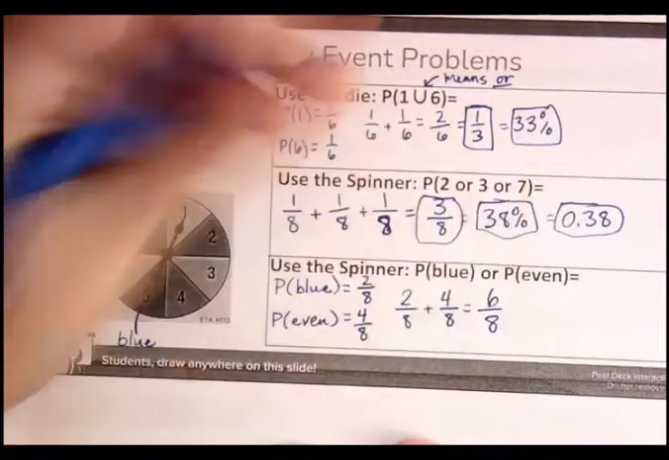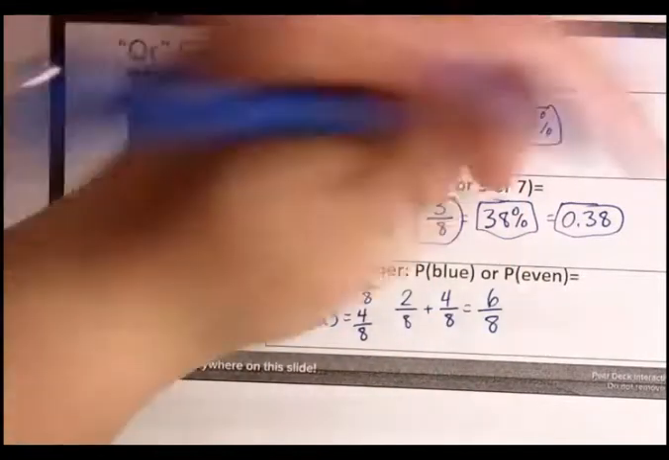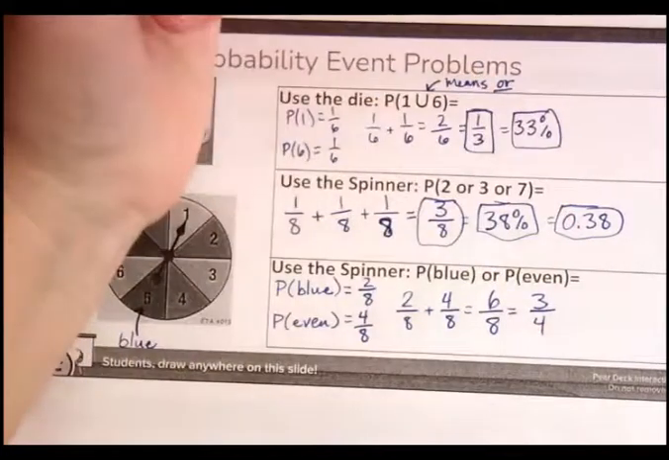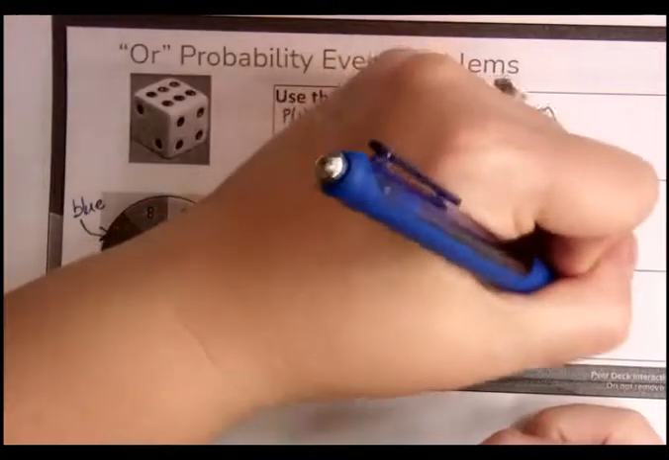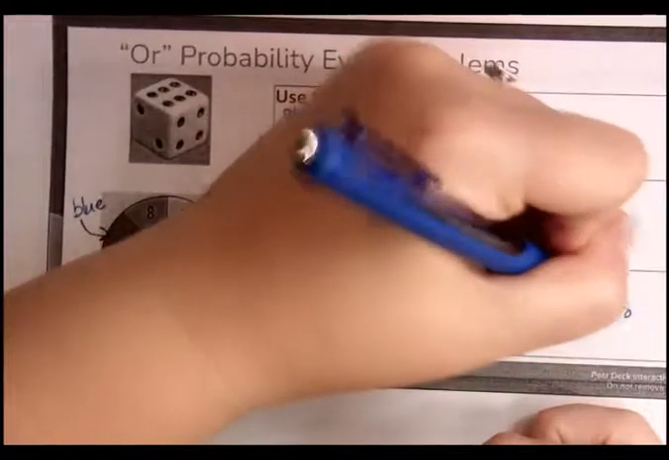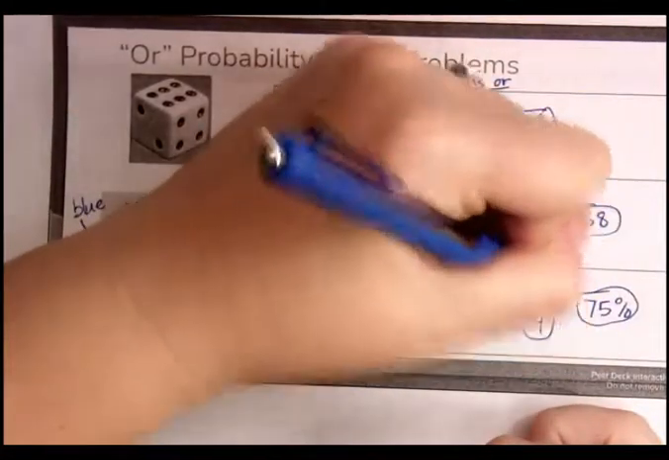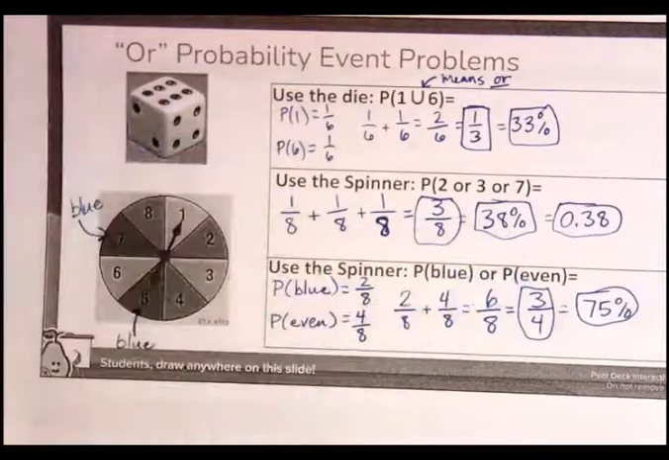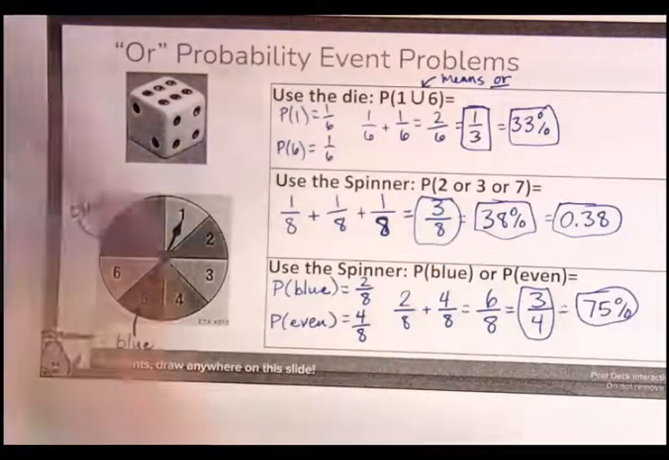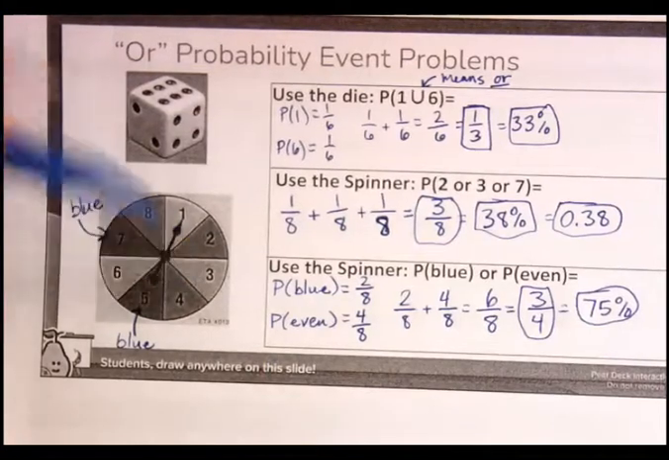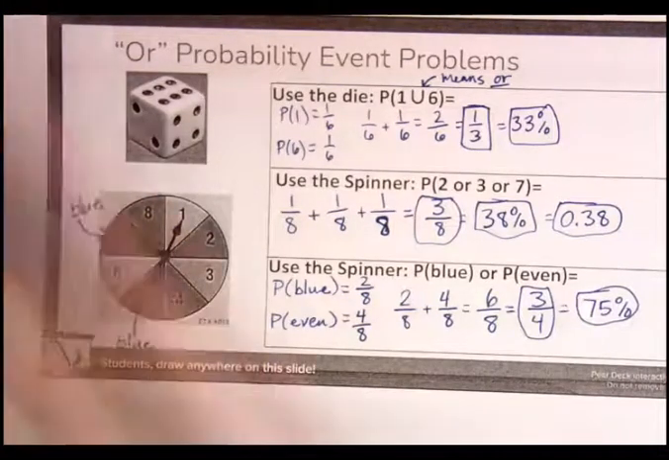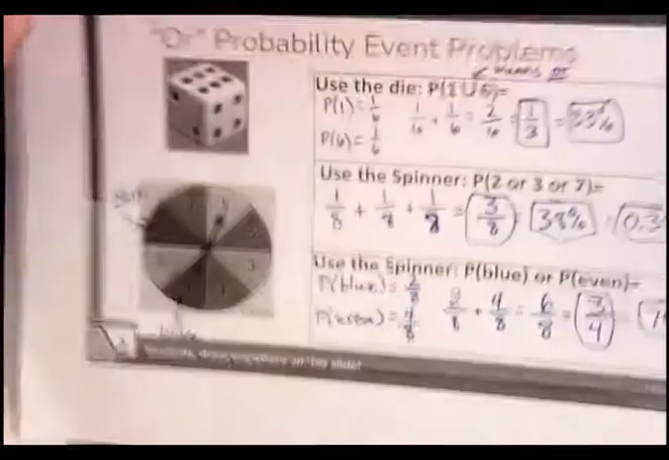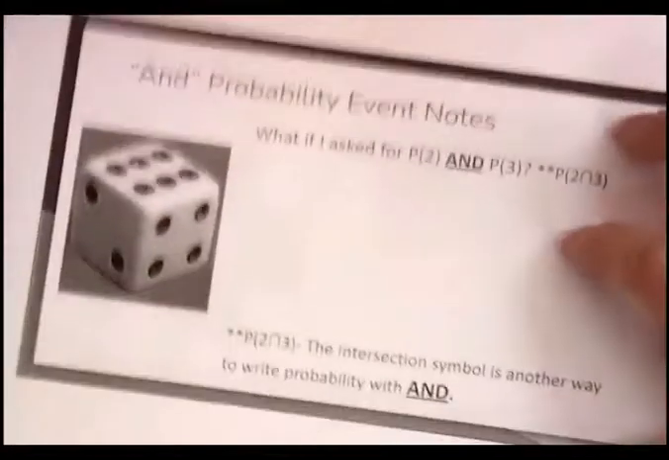You get 6 over 8. Now is the time that you want to simplify. Okay, so 3 over 4 is what it simplifies to. 75% of the time, you are going to spin something that is blue or something that is even. Okay, because it only leaves 2 things. It's just the 1 and the 3 that are not either blue or even. Okay? Cool, so we're moving on to AND probability now.